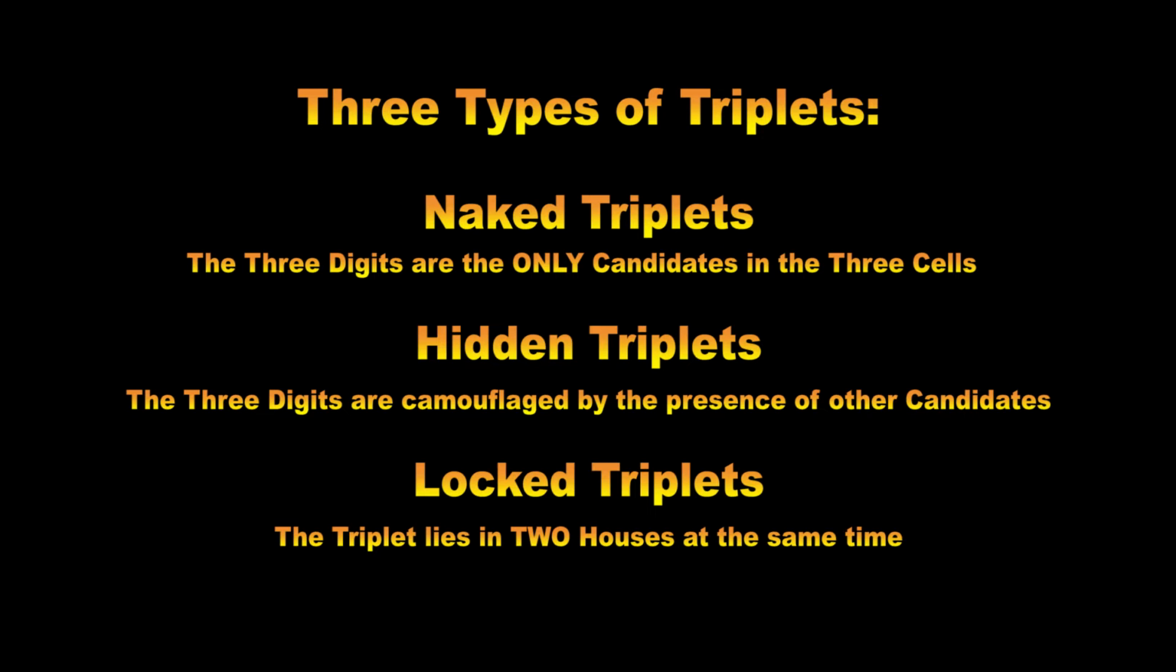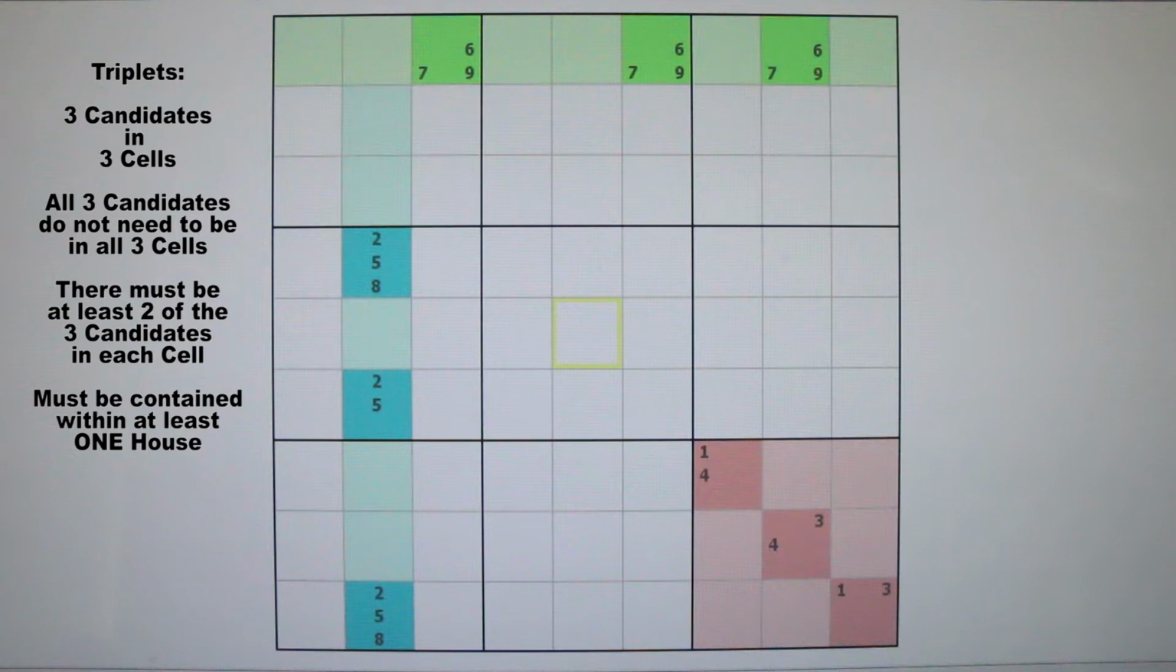The most important thing to remember about triples is that all 3 candidates do not need to be in all 3 cells. As long as you have at least 2 of the 3 candidates in each one of the 3 cells, then that works just fine. You just need to see 3 candidates in 3 cells in any combination. Now here's why.